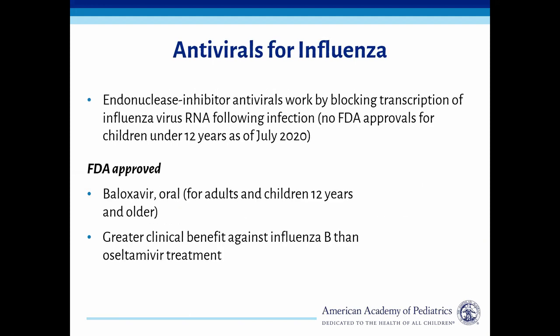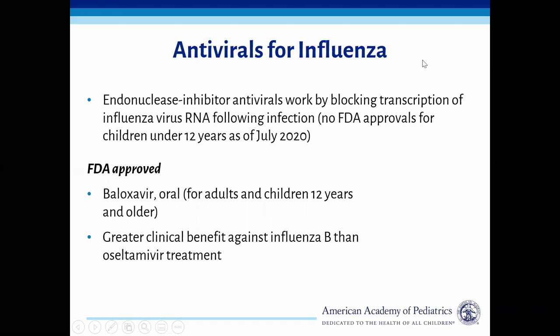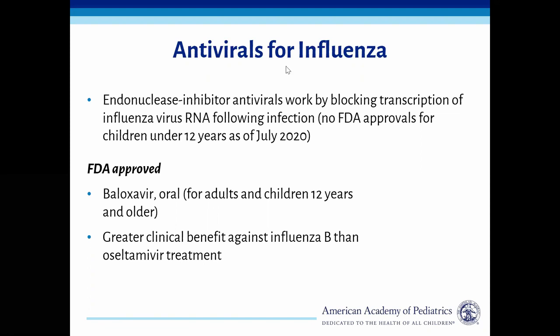The newest antiviral is an antiviral called baloxavir, and this has a new method of working. It's an endonuclease inhibitor, and it blocks transcription of the influenza virus RNA. It has been approved for use, but only for children over 12 years of age. So no approval under 12 years of age. And its benefit appears to be greater for B than it is for A. And again, this is a single dose medicine. Next slide, please.